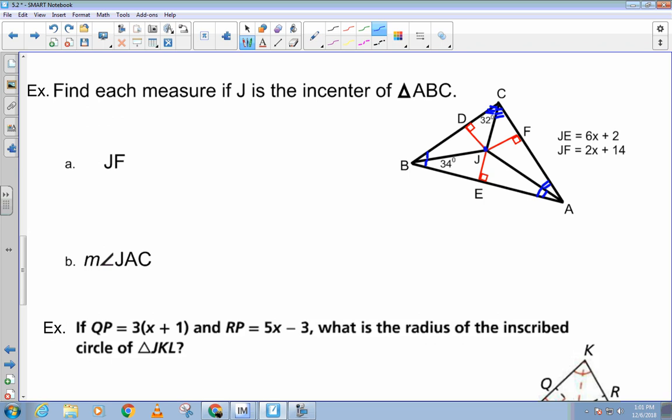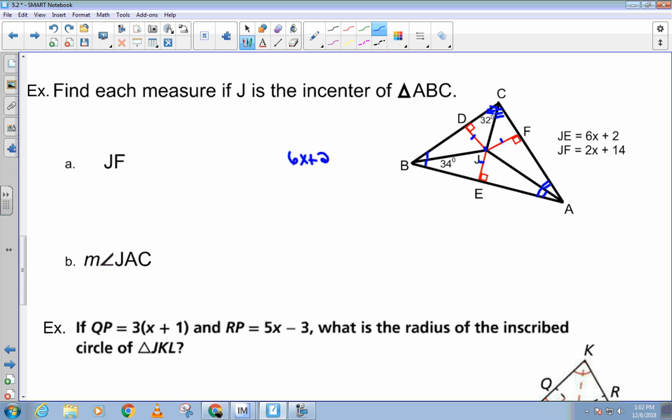And what relationship does this have to the triangle? Equal to what? Well, if you draw a segment from here to the side on each one of them, each one of those little segments are equal, yes? They give us JE, which is 6x plus 2, and JF, which is 2x plus 14, and we want to find JF. Do those two segments have a relationship? They're congruent, right? So we're going to set them equal to each other.